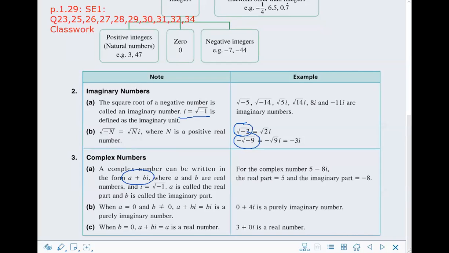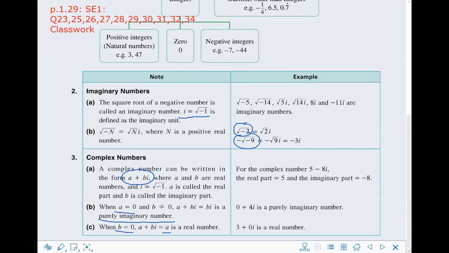If a is equal to zero, that is, the real part is zero, then we call that number a purely imaginary number, which means there is only the i part in that number. But when b is equal to zero, the number becomes just a, no i at all. Then that number will be a real number.